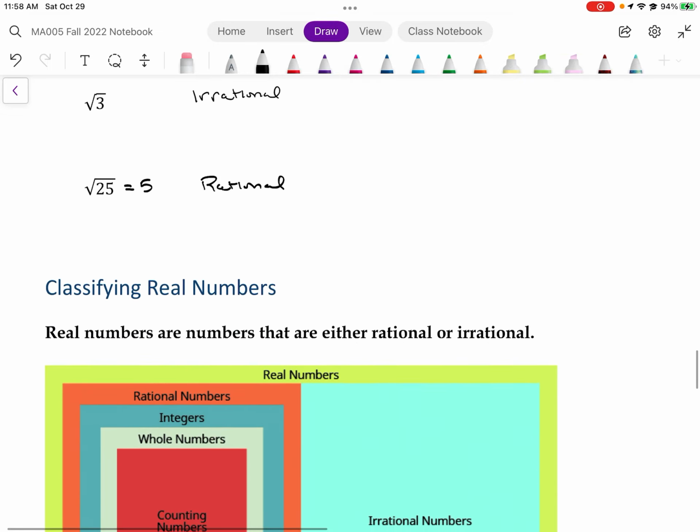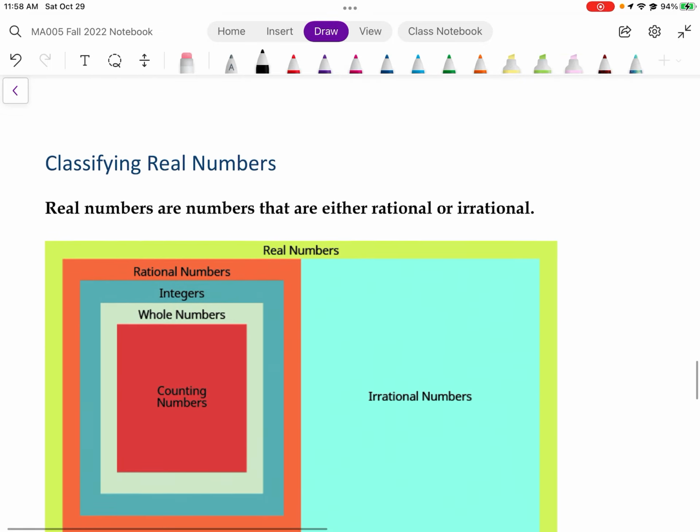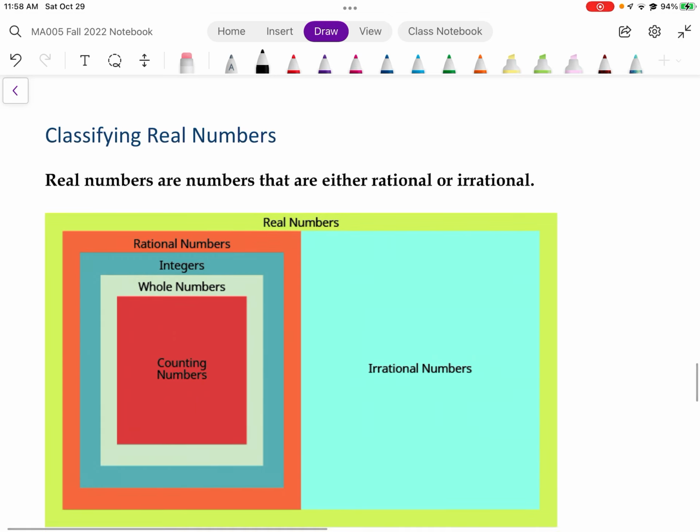All right, so classifying real numbers. We've been talking about this, but I'm going to put it all together in one picture. Real numbers are numbers that are either rational or irrational. So all of this over here we have talked about. This we just talked about, and all of this makes up the real numbers. Okay, so we've got either irrational or rational numbers.